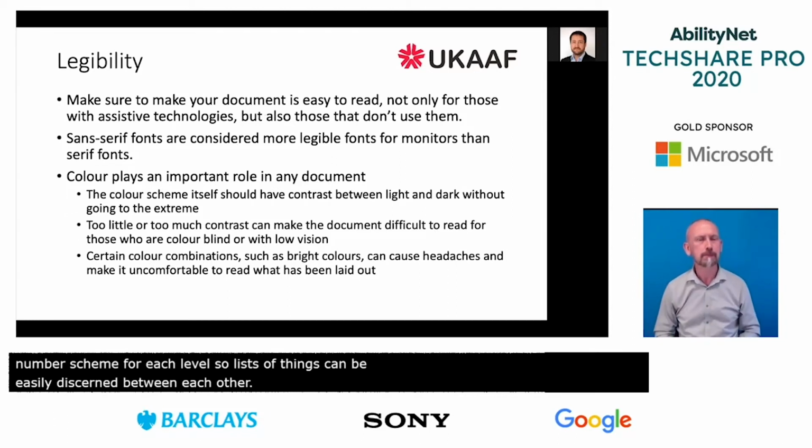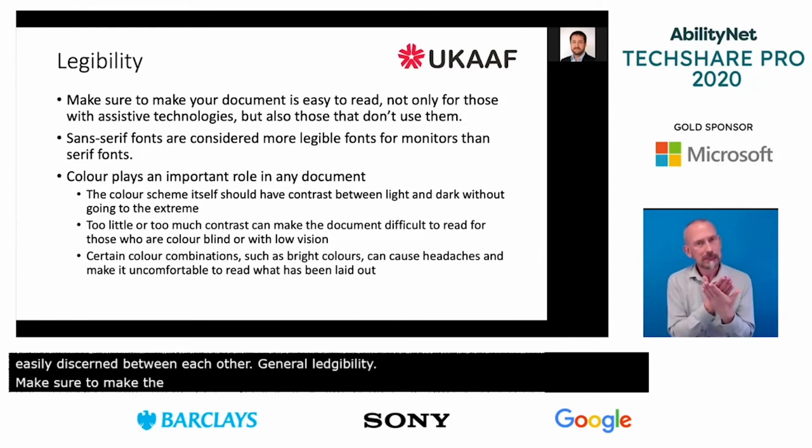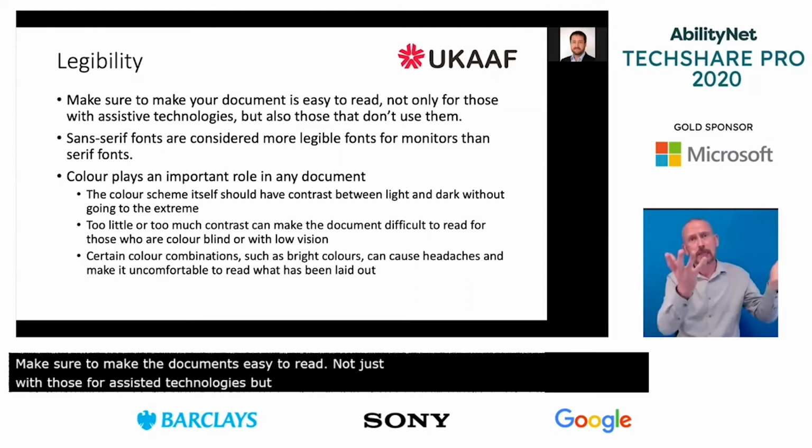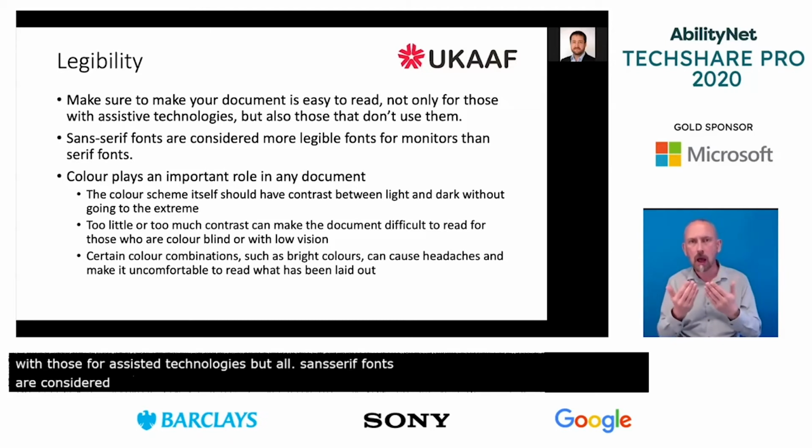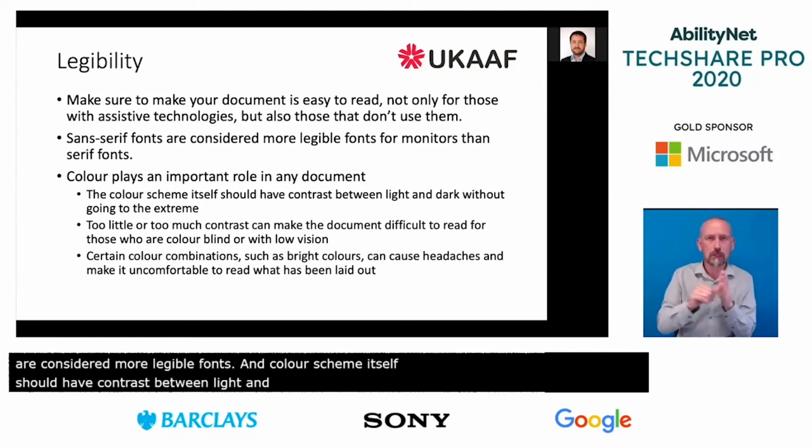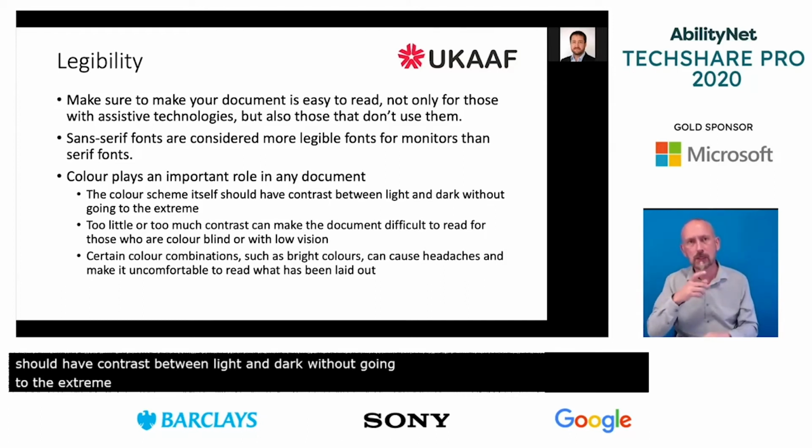And then general legibility. Make sure to make your document as easy to read, not only for those with assistive technologies, but for everybody. Sans serif fonts generally are considered more legible for monitors than serif fonts. And generally color plays an important role. The color scheme itself should have a contrast between light and dark without being too extreme. Too little or too much contrast can make the document difficult to read for those who are colorblind or with low vision. And then certain color combinations of bright colors can cause headaches and make it uncomfortable to read in the way it's been laid out.